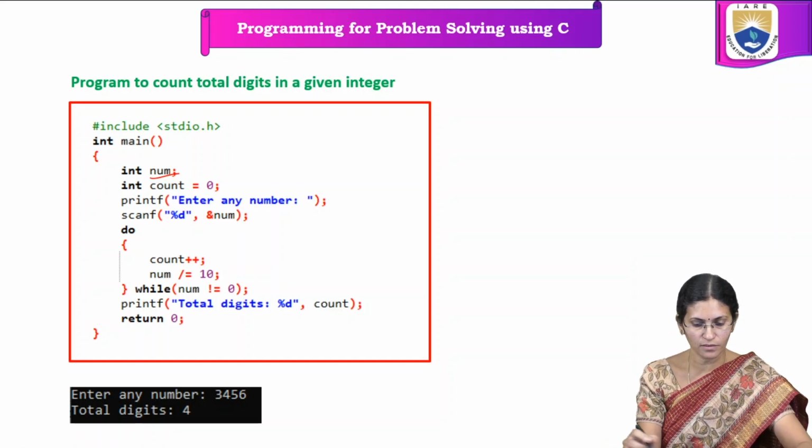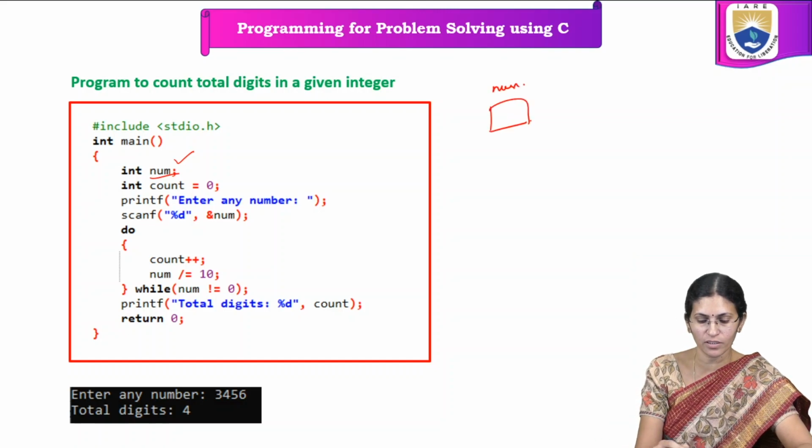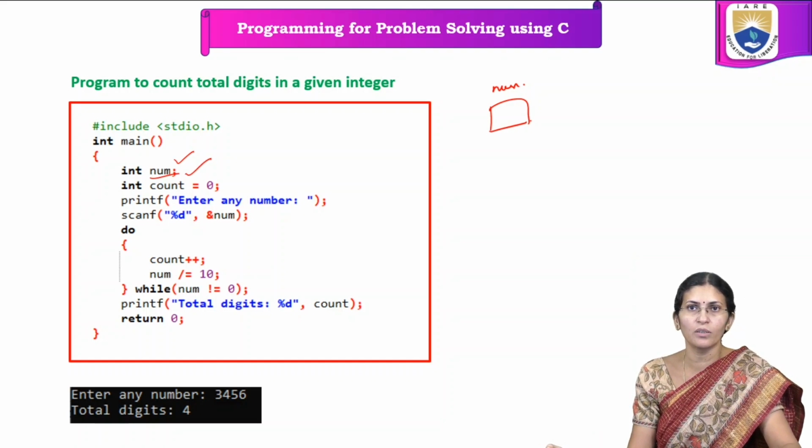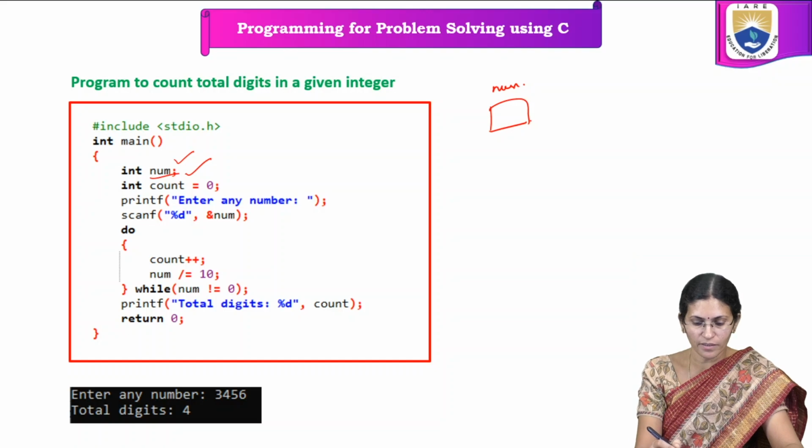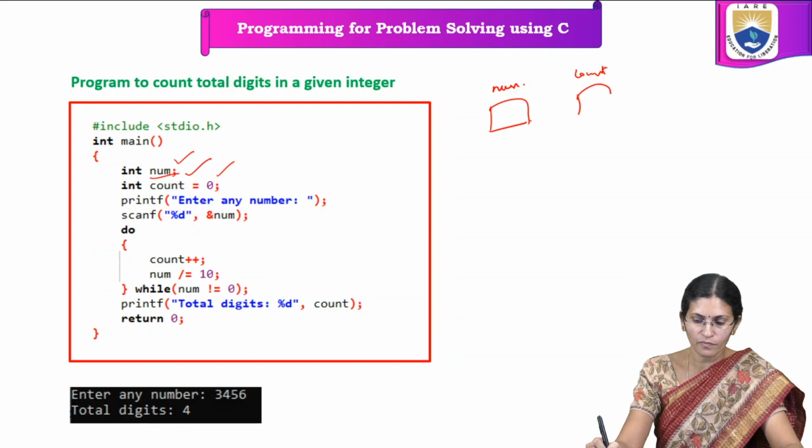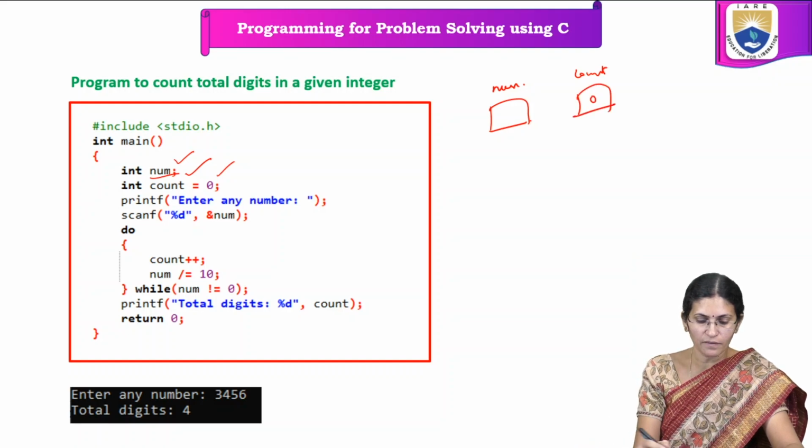So int num. So we have declared here two variables. One is num variable to take the integer number from the user. Another is count variable, which keeps track of count of how many digits are there in the corresponding number. So initially we have initialized the count variable to 0. So count is equal to 0. Count variable is assigned a value of 0.